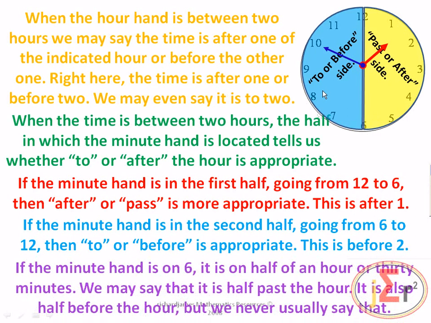If the minute hand is on 6, it is on half of an hour or 30 minutes. We may say that it is half past the hour. It is also half before or half to the hour, but we never usually say that. We only say half past. Although technically it is half to or half before, we never use half to refer to time that is before the hour, but time that is after or past the hour.